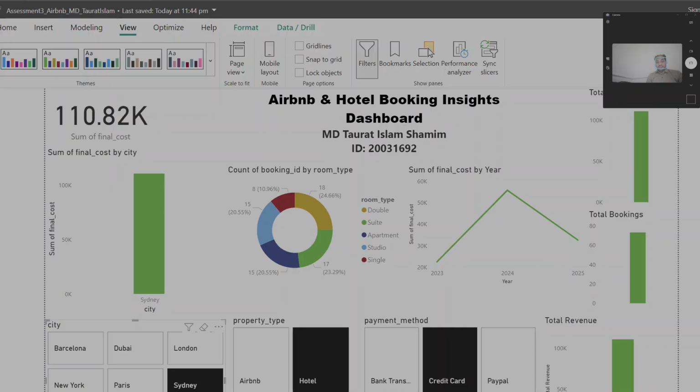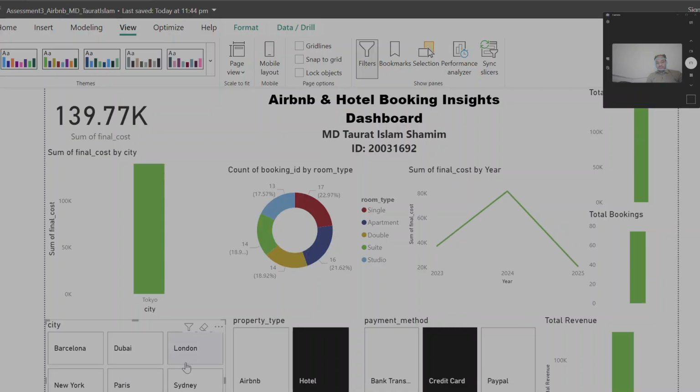City and room insights. Now looking at the city bar chart, we can compare revenue across different cities. Like New York and Tokyo usually stand out as the top contributors, while Sydney and Paris are on the lower side. This helps identify strong markets versus weaker ones.